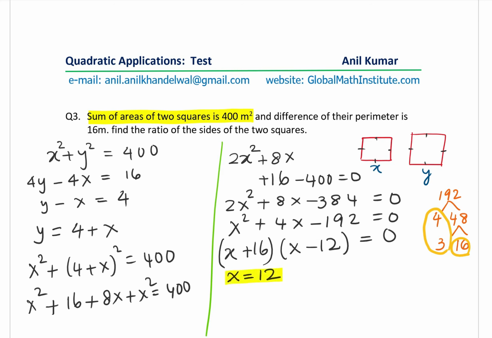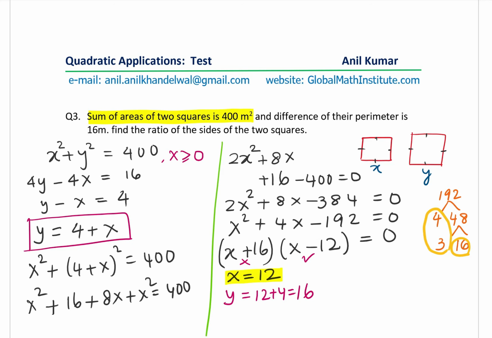X equals to minus 16 will not be valid because we know in this particular case also that the value of x has to be greater than or equal to 0. So we are always looking for a positive answer. So this gives you a valid answer. X plus 16 will not give you the valid answer. Correct? So we get the value of x, and we can actually find the value of y also, since y is 4 plus x. So we can write y is equals to 12 plus 4, which is equal to 16.